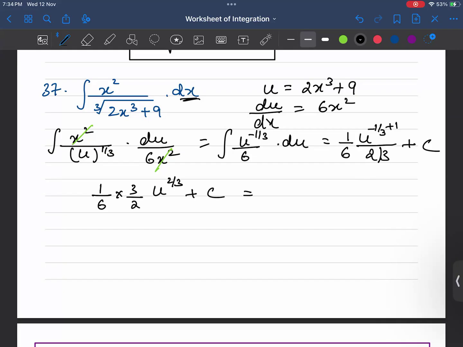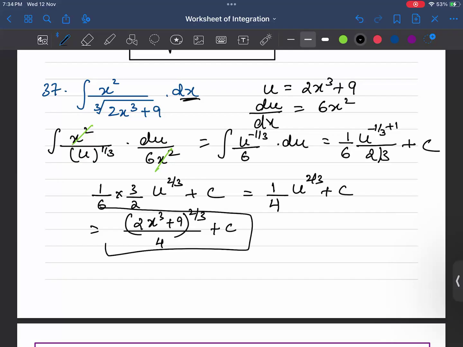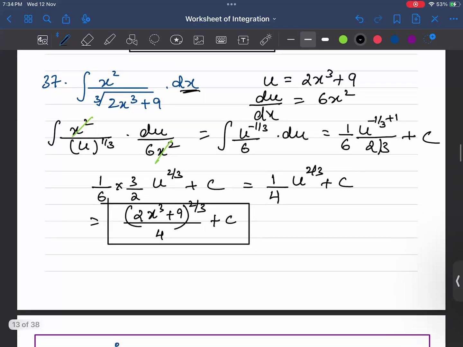Or we can say in place of u, I can replace it back: (2x cube plus 9) power 4 by 3 upon 8 plus c, which is your answer. This is your answer, I think it is clear. Easy one. Now, we will talk about some other important formulas.